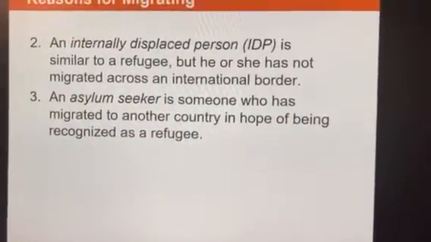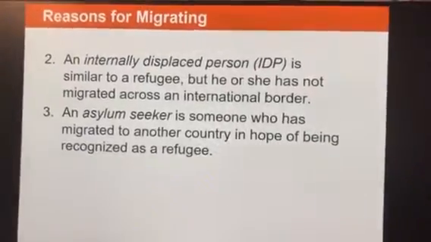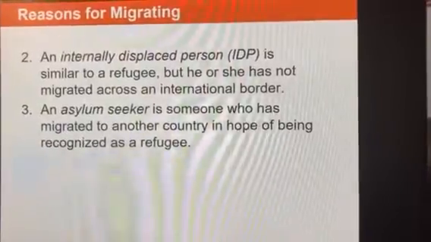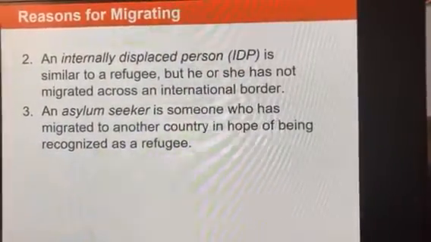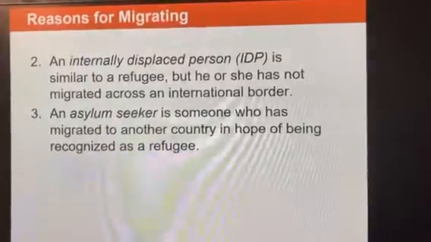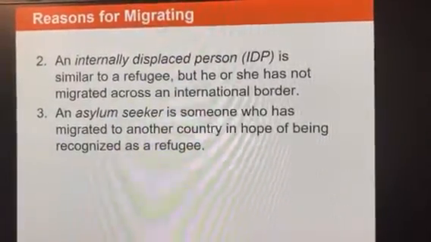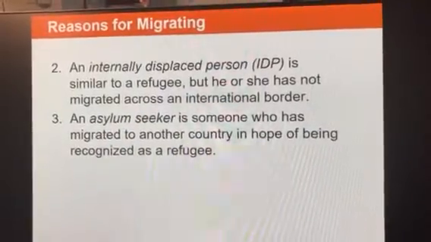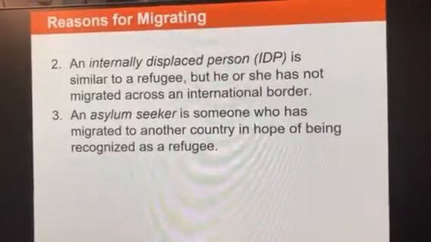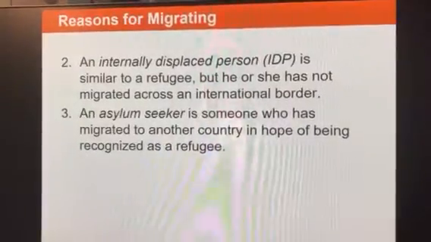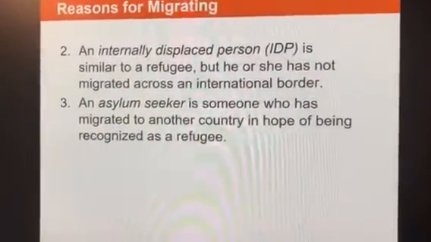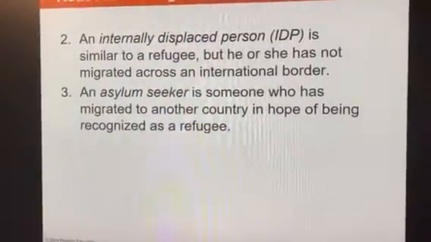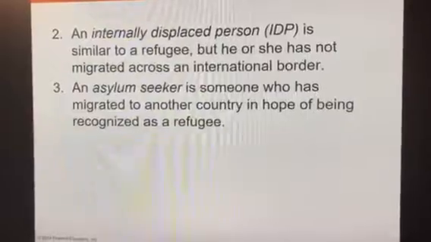If you've left your city because of maybe a civil war or a terrorist attack, but you've stayed within your country, but you can't go back to your home because maybe it's destroyed or it's not safe, then you're an internally displaced person. So an internally displaced person is like a refugee, but they're someone who has stayed within their country. So if you see like a refugee camp, but the refugee camp is really within that same country, like a refugee camp for Syrians in Syria, they're really classified as internally displaced persons.